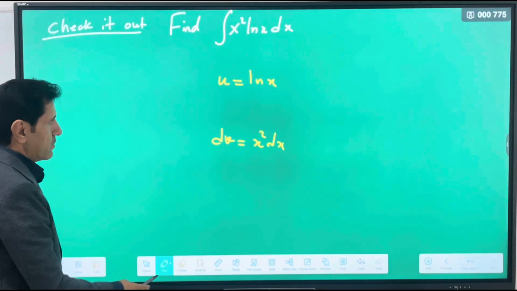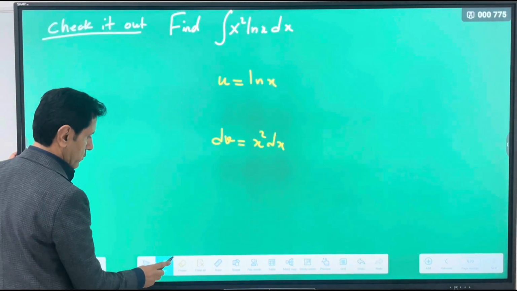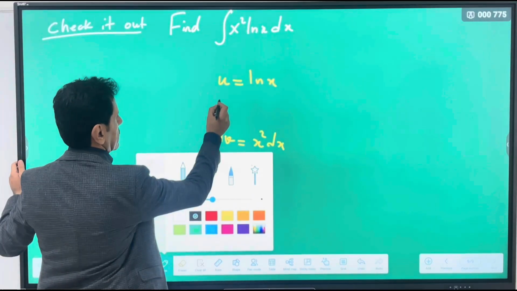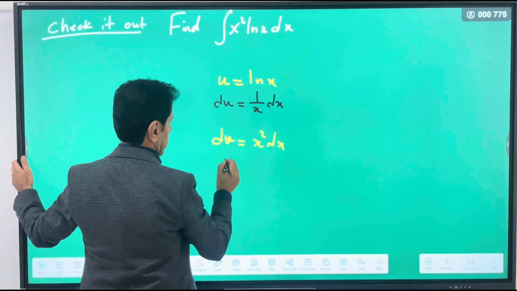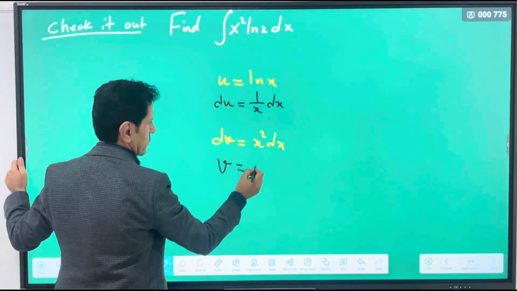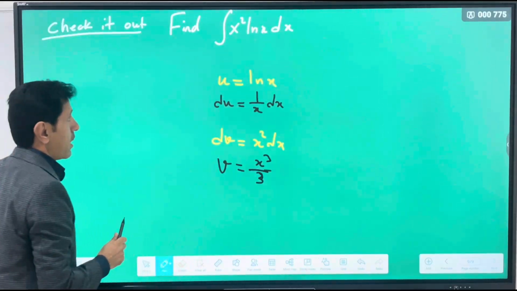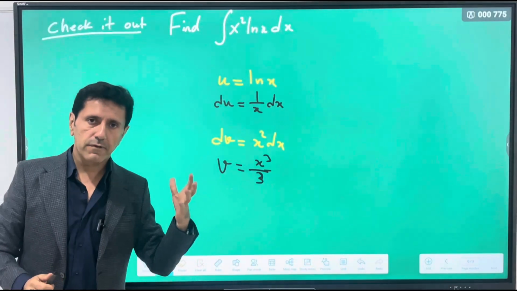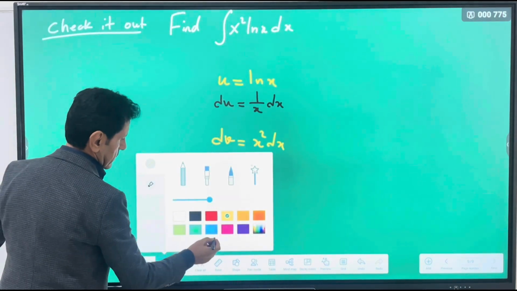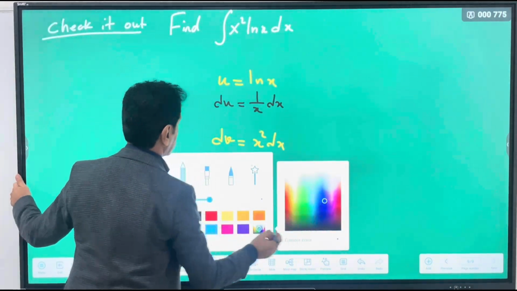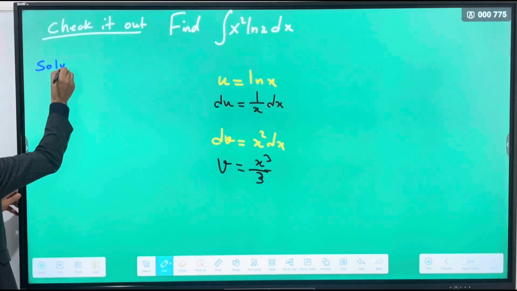Okay, now it's clear we have to find du and we have to find v. So now I'm going to find du, which is 1 over x dx. And then the integral, v, is equal to x cubed over 3. Okay. Now I'm going to apply the u dv rule to solve this. Check it out, guys. I'm going to apply this u dv rule to solve this. Check it out. Then, so, solution.